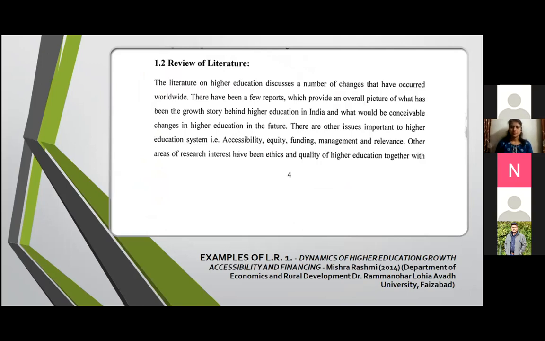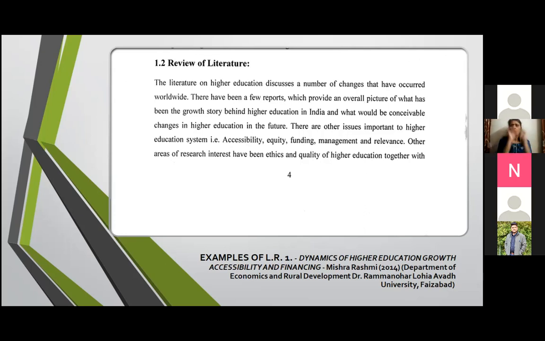Next coming is the literature review. This topic is of utmost importance because if you do not do your literature survey properly, you cannot write any chapter in your research project. So as we saw yesterday, in the last class, we saw how a literature review is to be done, what it is, why it is needed. Now let's see how it actually looks like.